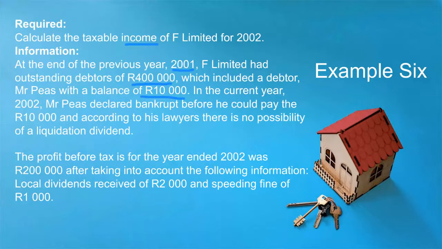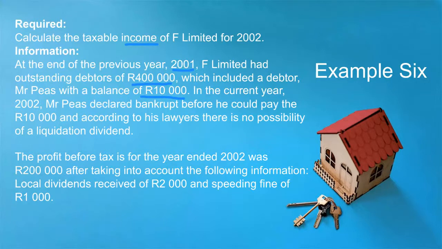In the current year, which is 2002, Mr. P's declared bankruptcy before he could pay the 10,000 Rand. And according to his lawyers, there is no possibility of a liquidation dividend. What is a liquidation dividend? A liquidation dividend comes about when a company is bankrupt and basically they have some money in the company, but not enough to cover the debts. So let's say they have debts of 1 million Rand, but they only have money in the company of 500,000. That would mean a liquidation dividend of 50 cents to the Rand. So they're only going to give you 50 cents for every Rand they owe you. And that's the ratio, because 500,000 to a million is 50%. So here we're told that there's no liquidation dividend.